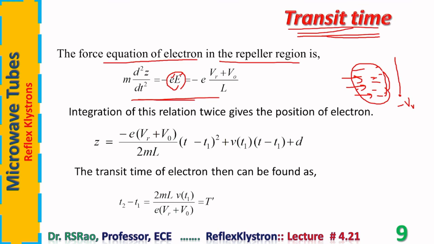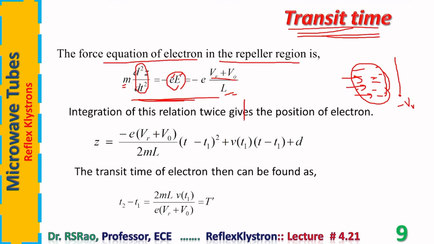According to Newton's law, when a particle experiences force, then it moves with acceleration. That acceleration depends upon the amount of the force. Acceleration and force are related through m d²z by dt². It gives acceleration. m is mass of the electron. It is equal to minus eE. Field intensity in the repeller region can be found as (VR plus V0) by L. L is length of the repeller region.